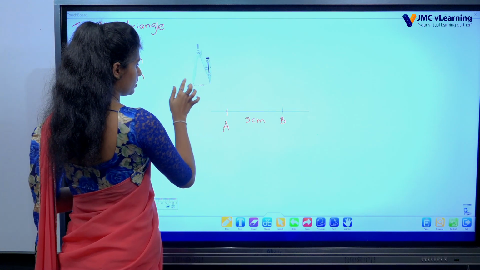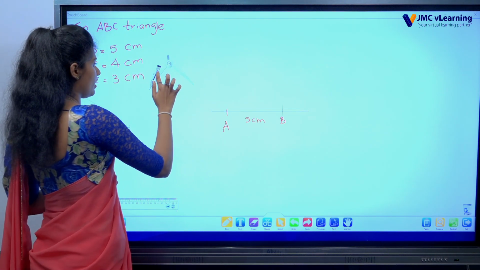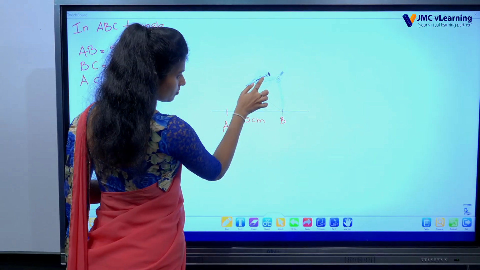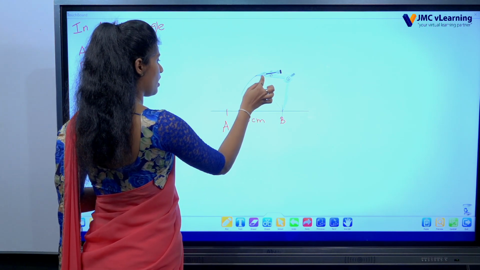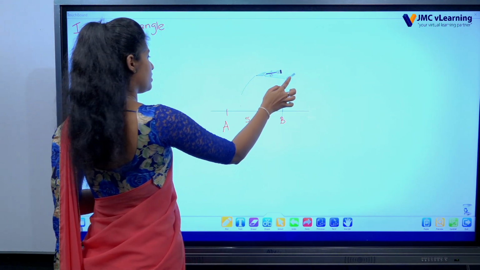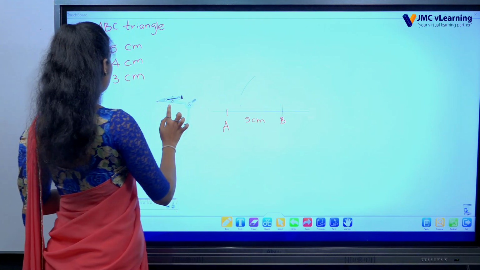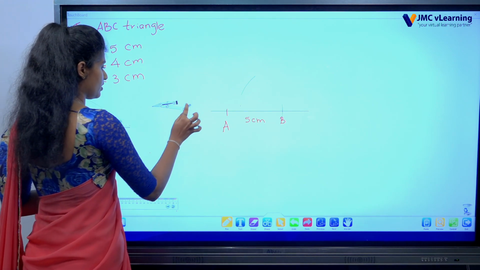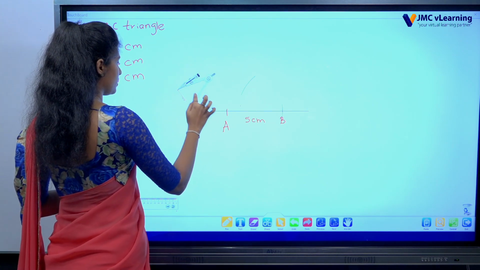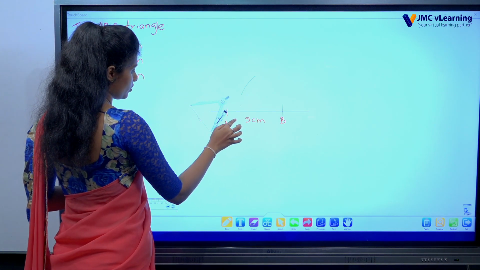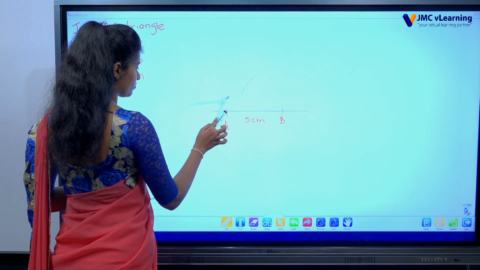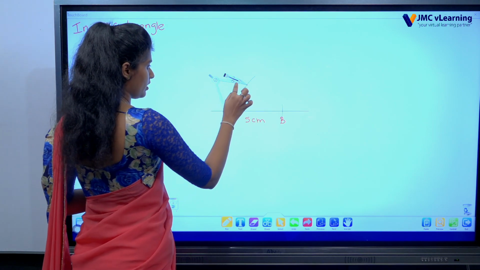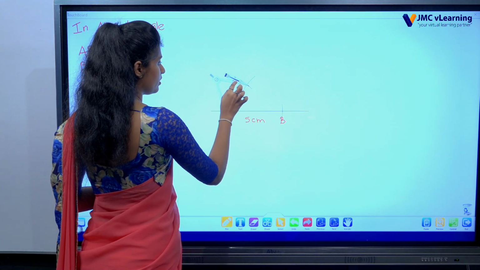Measure 4 cm and keep the compass on B point and draw the arc. Next, you have to measure 3 cm. AC length is 3 cm. Then measure 3 cm using the compass and keep it on the point A and draw the arc.